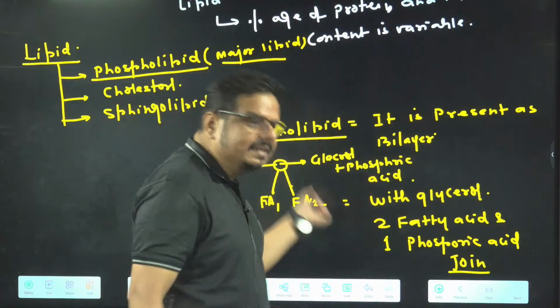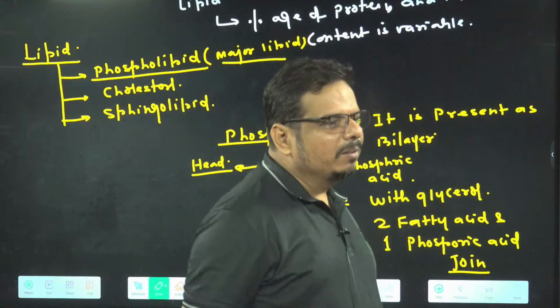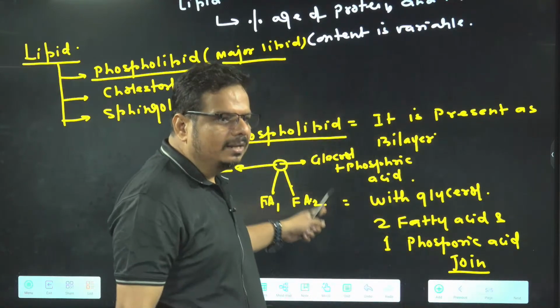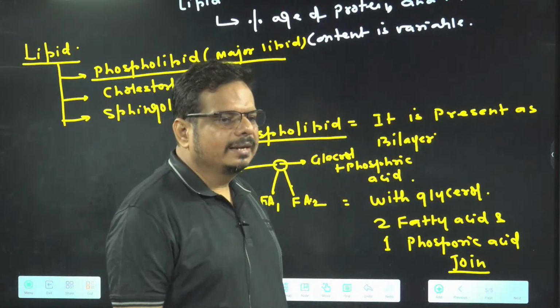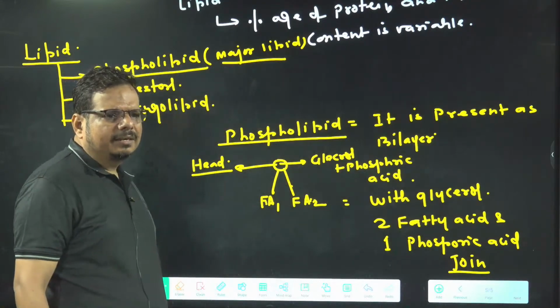You will get this idea in a much better way when I teach you the Biomolecules chapter. There I will also draw the structure. See, I told you, with glycerol, 2 fatty acids and 1 phosphoric acid are joined. Getting the idea? Is it clear in the mind? It is clear, right?